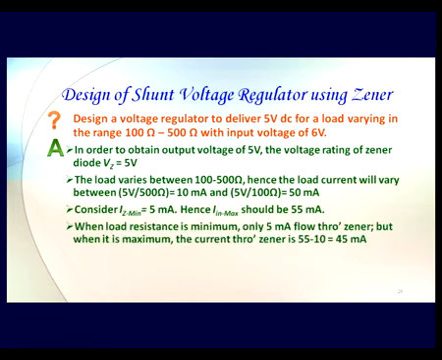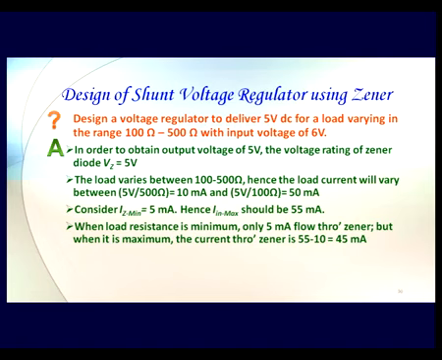When load resistance is minimum, only 5 milliampere will flow through the Zener. But if the load resistance is maximum, then the current through the Zener will be the entire 55 milliampere minus 10 milliampere, which will be flowing through the load.